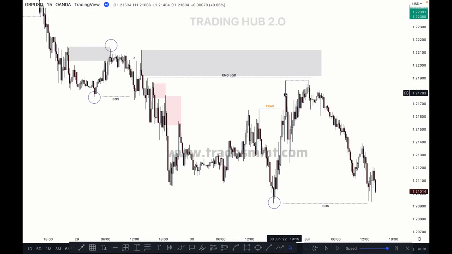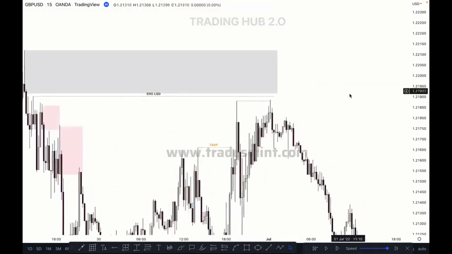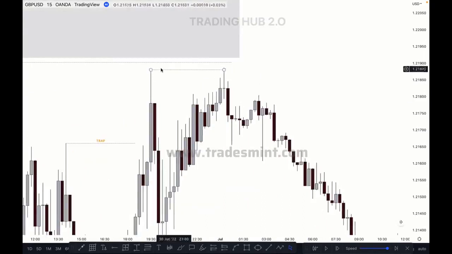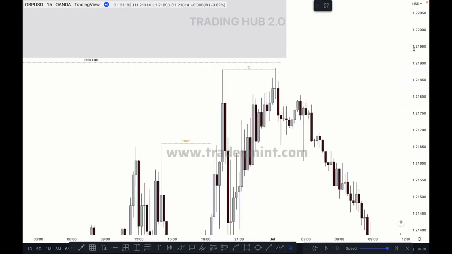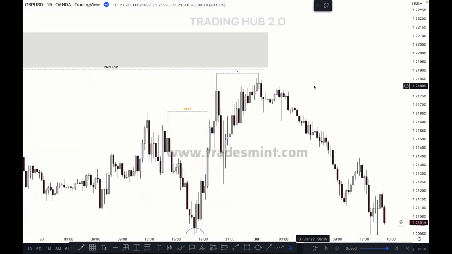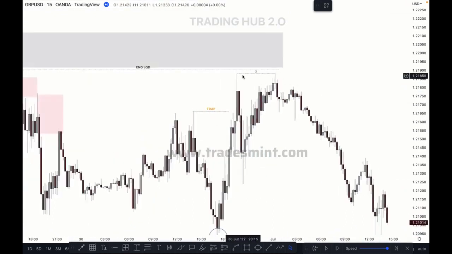If not, then you have to wait for the mitigation. If price does not mitigate, then you can wait for the liquidity sweep. As you can see here, the market swept the liquidity. I will show you. You can see here, the market exactly swept this high, correct? And after sweeping this high, it closed below it.